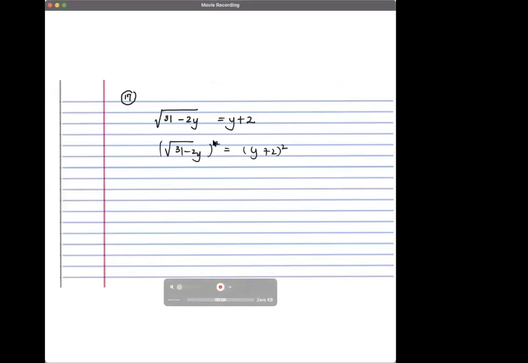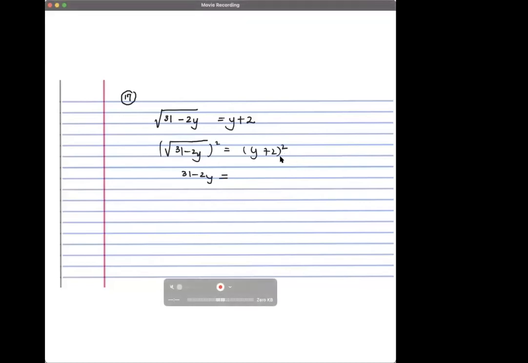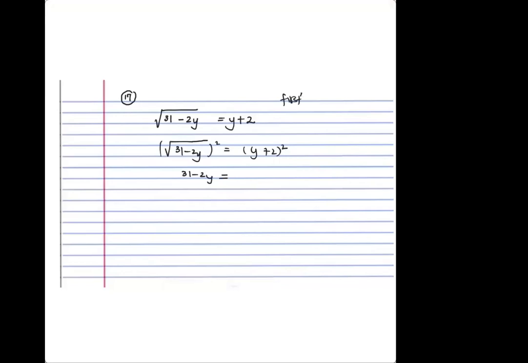When we square the left-hand side, it's going to free the radicand from prison. So that's going to leave us with 31 minus 2y. On the right-hand side, we have a binomial squared. And so we've memorized that it's equal to the first squared minus 2 times the first times the last plus the last squared. And I like doing it with words.